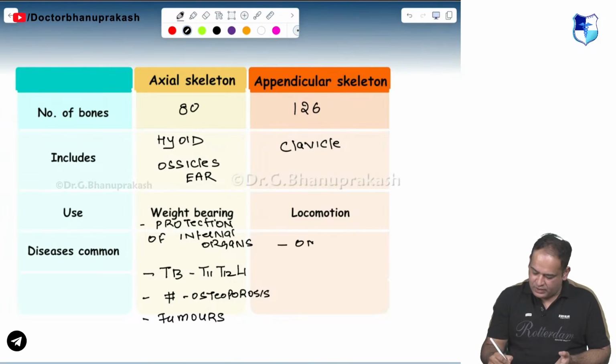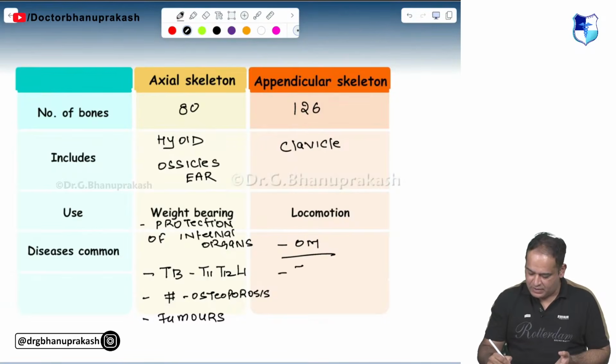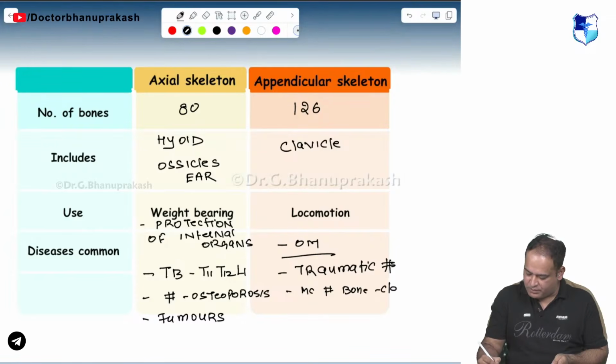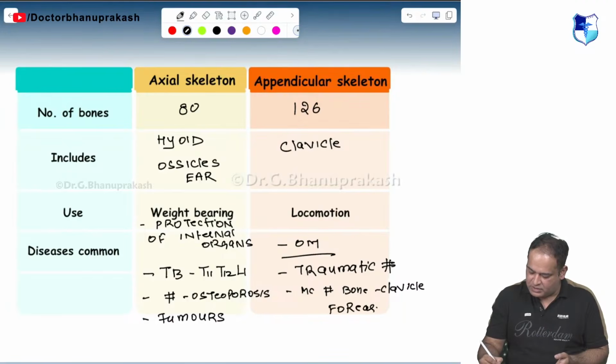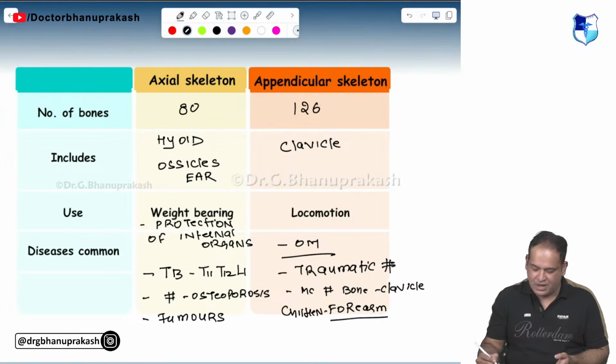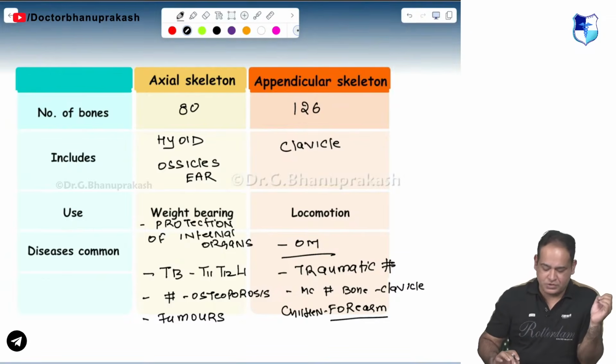Appendicular skeleton. What are the diseases which are common? Osteomyelitis, right? Traumatic fractures. Remember, what is the most commonly fractured bone? Answer is clavicle. What is the most commonly fractured bone in children? In children, the most commonly fractured bones are the forearm bones. Yes, 110% enough for FMG, right?